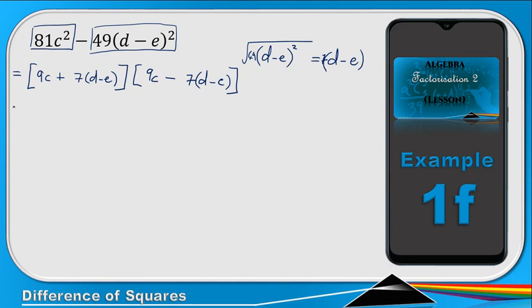We can just further simplify it by multiplying out the bracket. So it becomes 9c plus 7d minus 7e. And then for the second bracket, 9c minus 7d plus 7e.